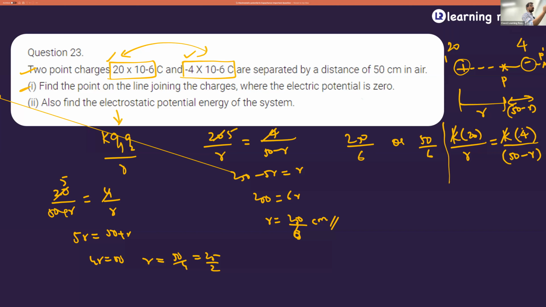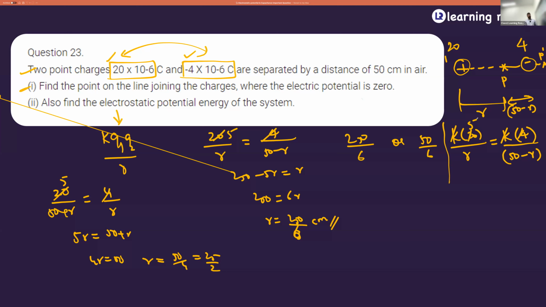K and K are gone. This will go 5 times. So when you cross multiply and solve, you will get 250 by 6. So 250 by 6 is the distance from the positive charge, or you can also get 50 by 6 from the negative charge. Both are right. But after you report the answer, you need to mention from which charge you're calculating, because the question is about distance.